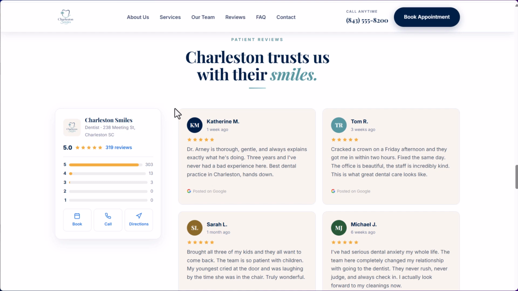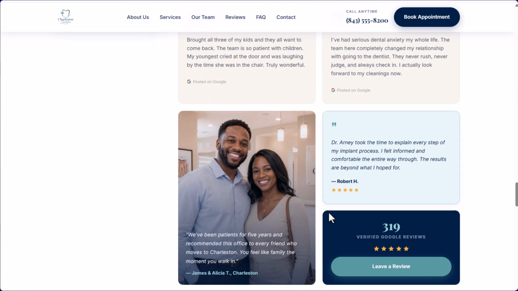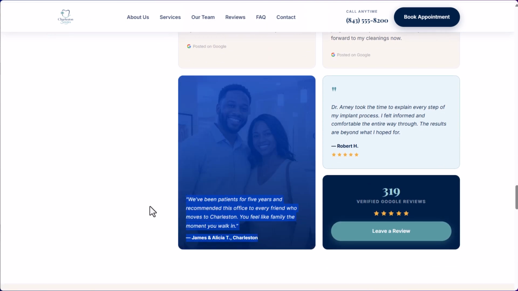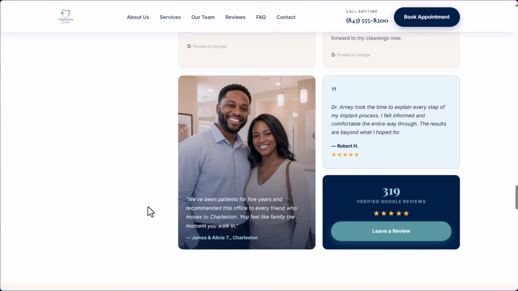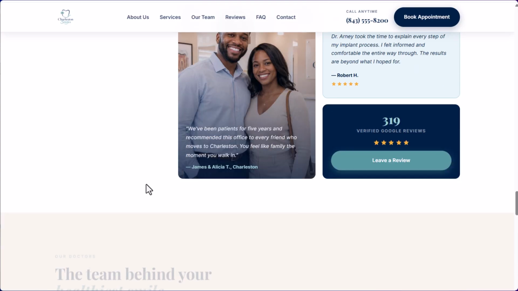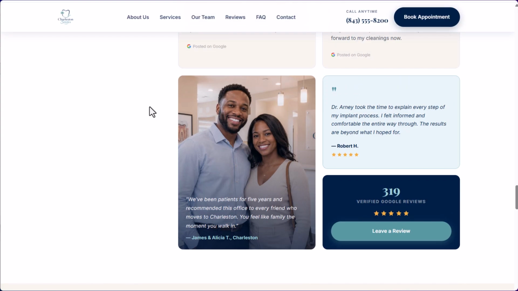Charleston trusts us with their smiles. We have all these different reviews, fake. And then these are really, if you can get your actual patients to say, we've been patients for 5 years, recommend this office to every friend who moves to Charleston. You feel like family the moment you walk in. If you can get something like that, it's like, give your patient a free preventative care. Insurance hopefully covers it anyway, but try to find ways to get your patients involved in actually marketing for you, because the best way to market is word of mouth.